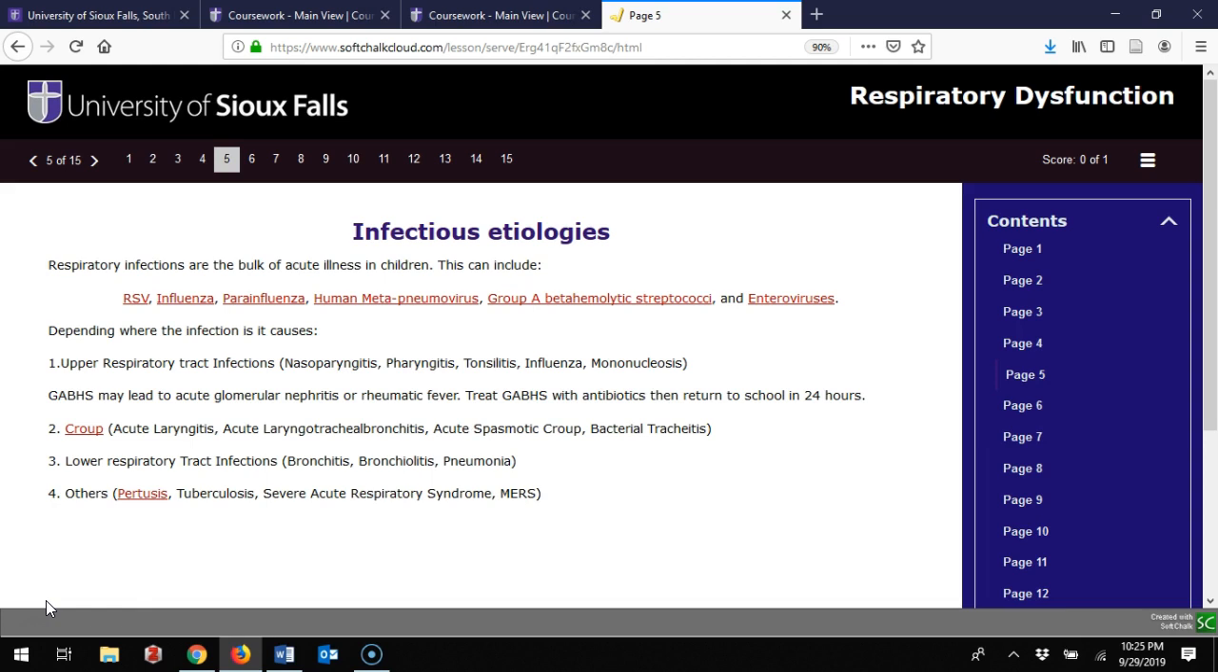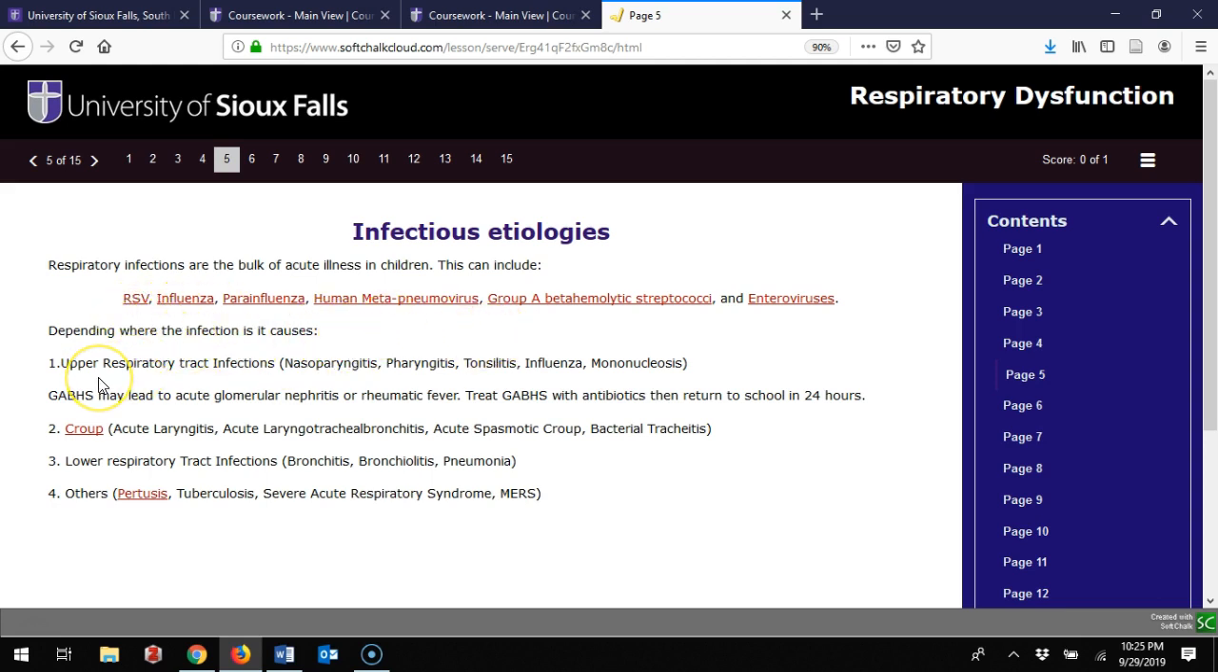Things that you've probably heard of are RSV, influenza, parainfluenza, human metapneumovirus, enteroviruses, group A strep. So all these things are very common in kids. So these are all the infections that can cause these things.